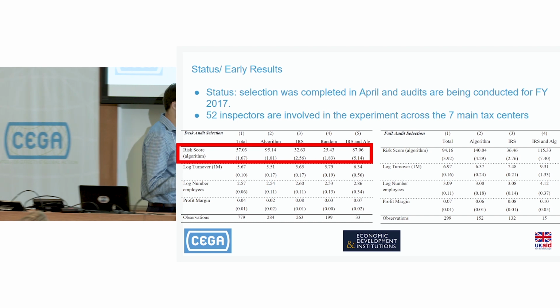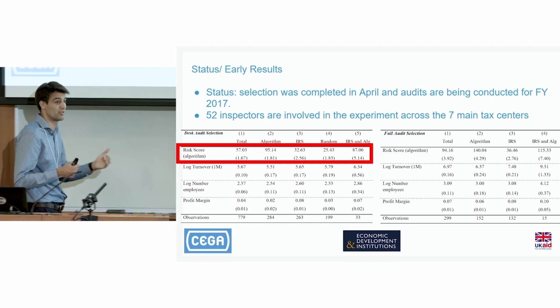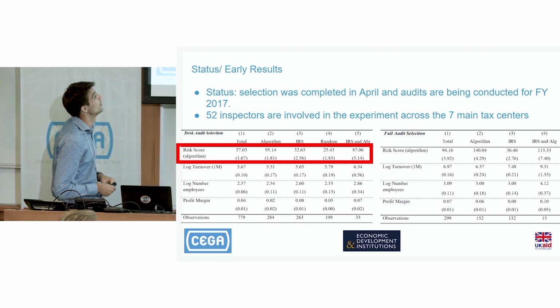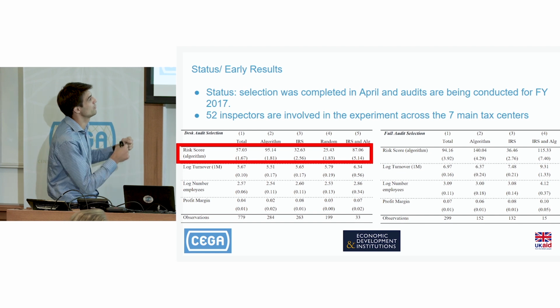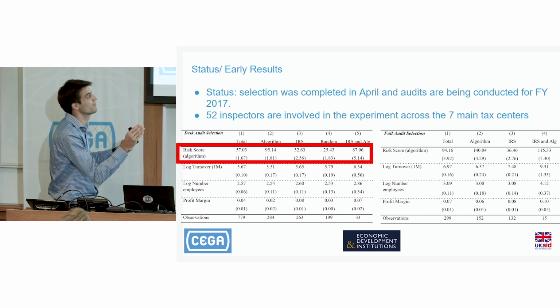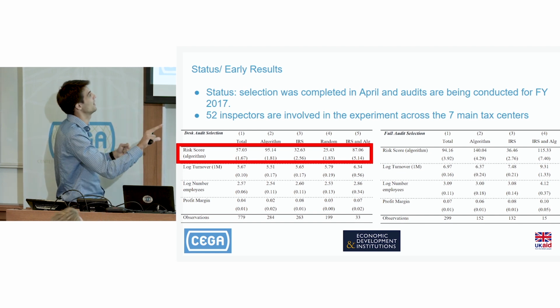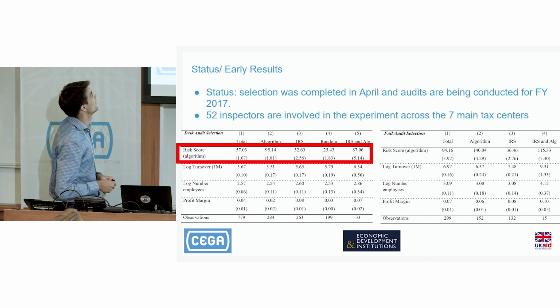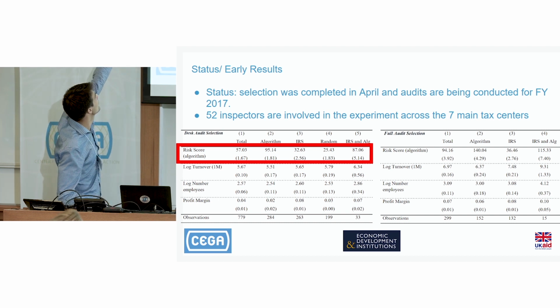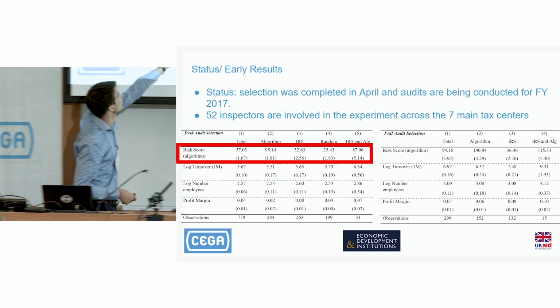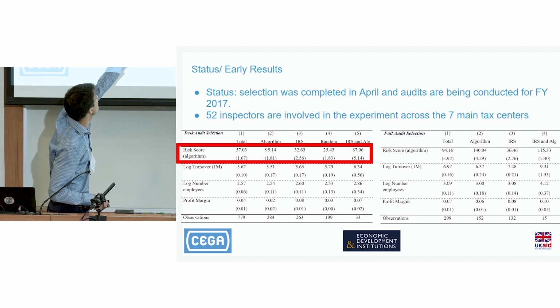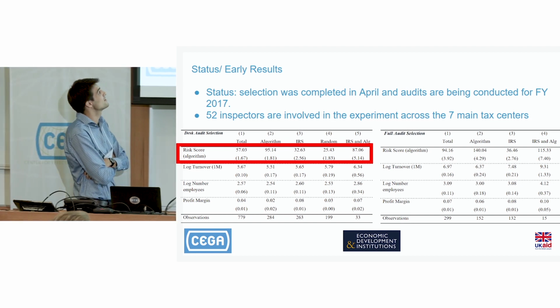We don't have a lot of inspectors, so it's hard to do inspector-level treatment. That's why we've been doing case-level treatments across the 7 main tax centers, which you should think of as divided by firm size, right? So there's the largest firms and so on. And to give you an idea, for example, for the desk audit selection, what you can see is the risk score based on the method of selection, right? The average risk score for the firms that are randomly selected is 25.